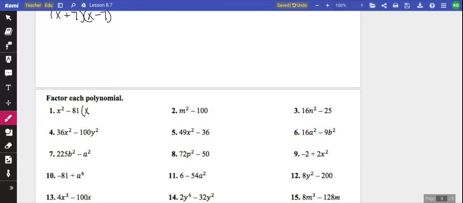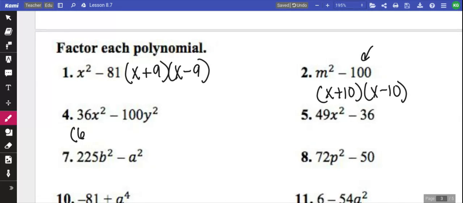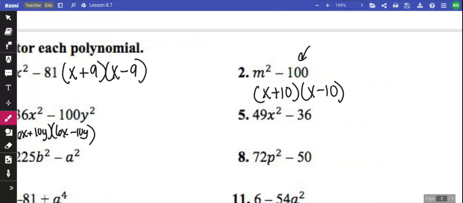So on this first one, I'll have x plus 9, x minus 9. The square root of 100 is 10, so x plus 10, x minus 10. On this one, I have to do the square root of the first term, so that would be 4n, and the square root of 25 is 5. One's a plus, one's a minus. On this next one, the square root of 36x squared is 6x, and the square root of 100y is 10y. On this one, the square root of 49 is 7x, and the square root of 36 is 6.